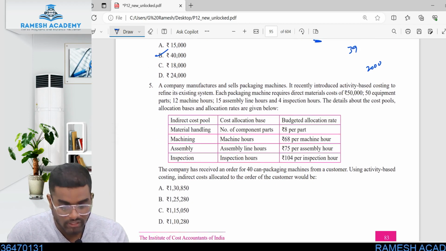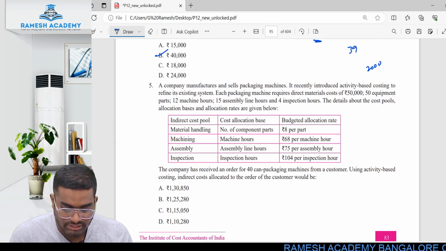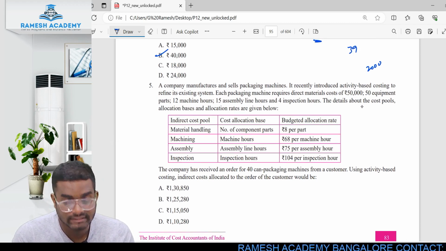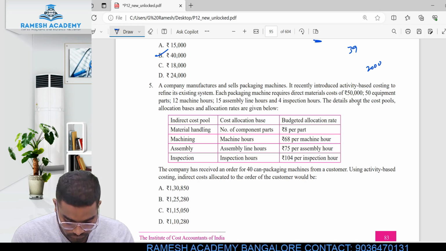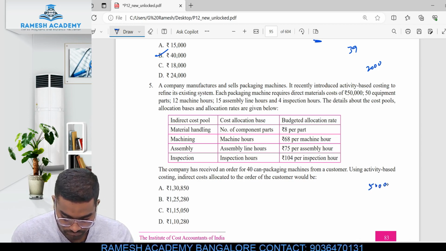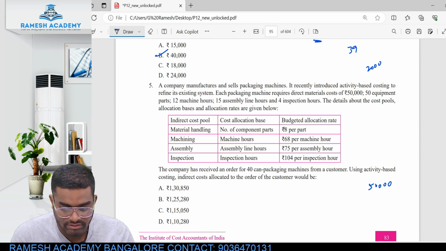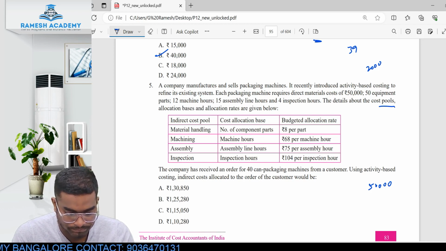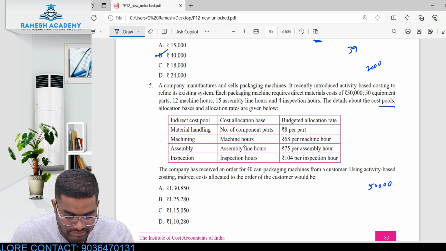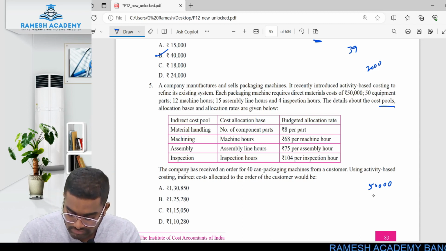Next. It seems to be big, but it is very simple. The company manufactures and sells packaging machines. It recently introduced activity based costing to refine its existing system. Each packing machine requires direct material of 50,000, 50 equipment parts, 12 machine hours, 15 assembly line hours and 4 inspection hours. The details about the cost pools, allocation basis and allocation rates are given below. Machine handling has the number of components as allocation basis, and the budgeted allocation rate is 8. What are our components used? 50. So 50 into 8 is 400. Just add 400 to it.